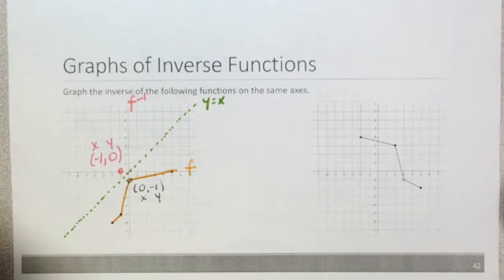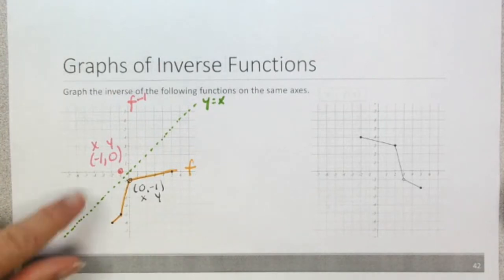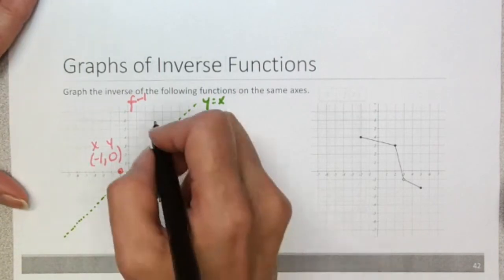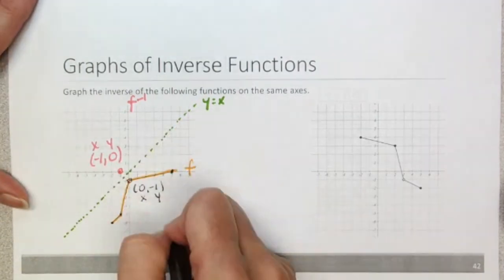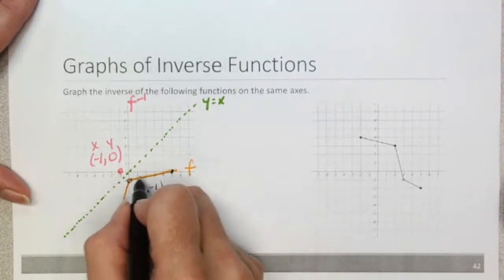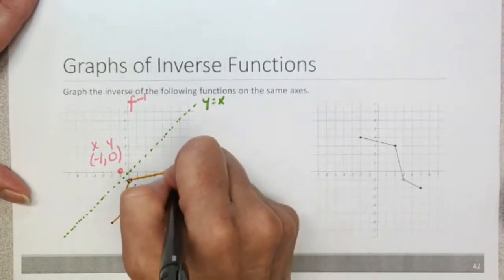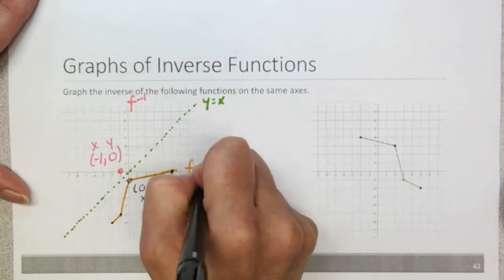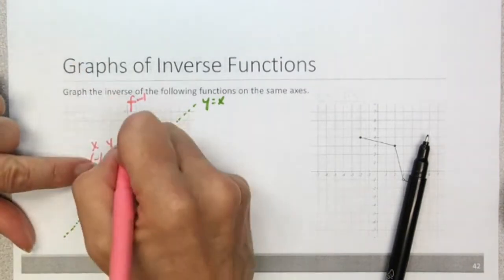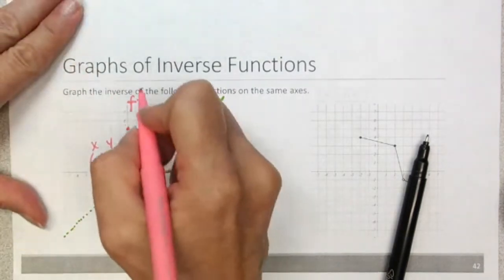All right. So because of that, I want to make sure that I identify some clear points on my original graph before I sketch its inverse. All right, here's a clear point on f. It's got the coordinates 5, 0. All right, that means the point with the coordinates 0, 5 is going to be on the inverse. That would be this point right up here.